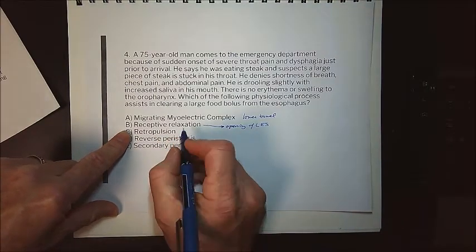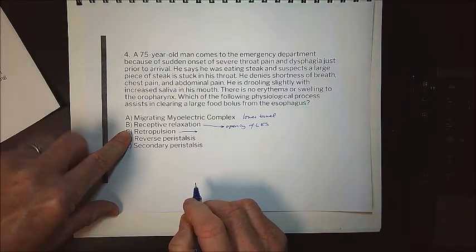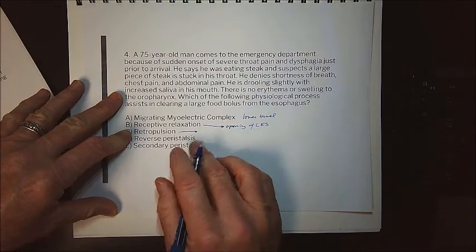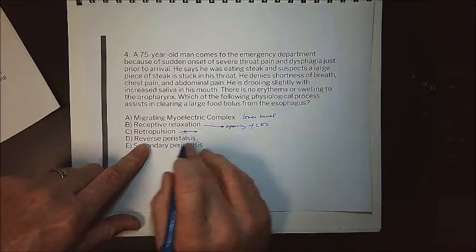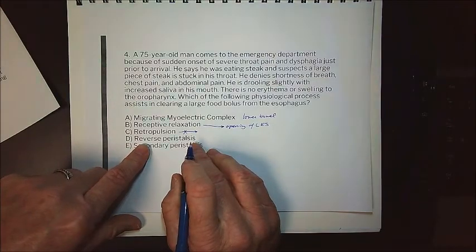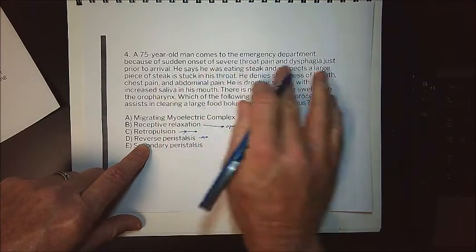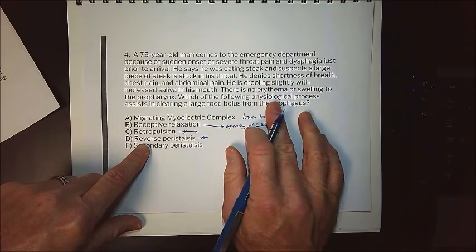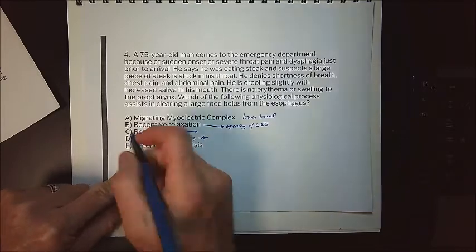Retropulsion, well, this could be a vomiting reflex, right, going backwards, but he hasn't experienced any vomiting, so this is not really happening. Reverse peristalsis, this is also part of the vomiting reflex, and he hasn't reported anything like this. He's not showing any of these signs. Secondary peristalsis. Here's our answer.